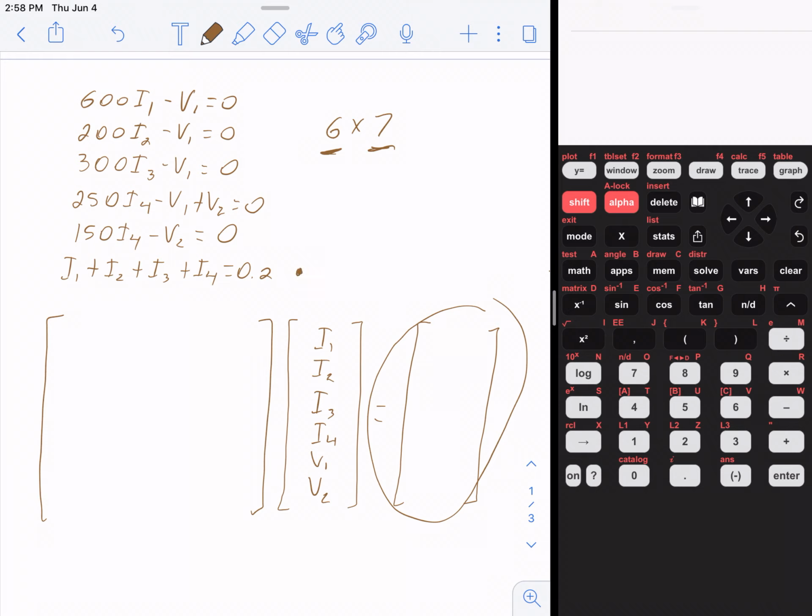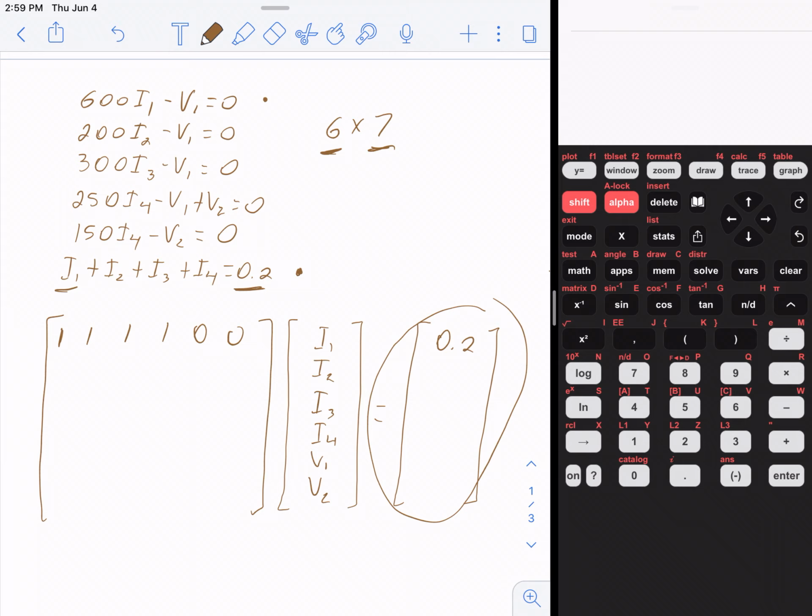I'm going to start with this bottom equation. Again, remember this I1 multiplies to the first column of the matrix. So I'm going to put 1 as the I1 because that's here. And again, I2 is 1, I3 is 1, I4 is 1. And if you look at V1 and V2, they're not there, so those are 0. The right side is 0.2. There we go. I'm going to go back up top for the next equation.